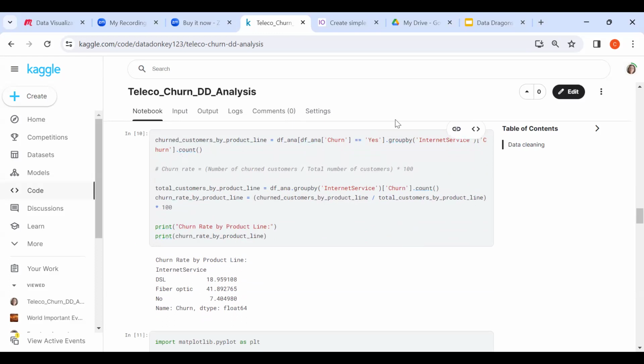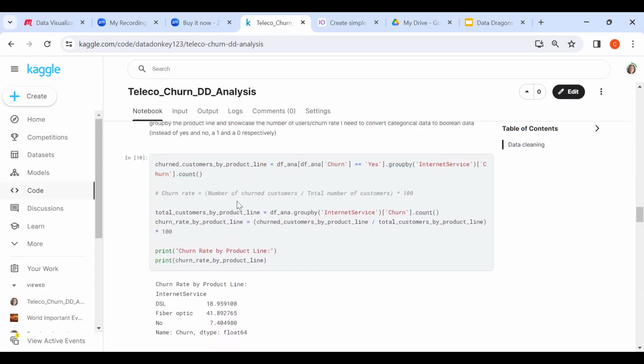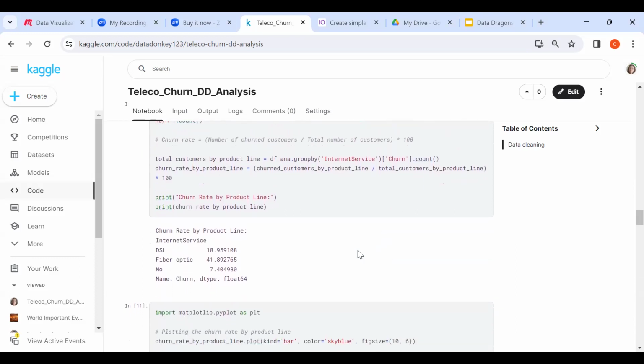So here, we basically looked at it and I just put in a little formula of number of churn customers divided by total number of customers. So we come out with this little item here. 18% of customers churn for DSL, 41% for fiber optic. And if you haven't purchased any internet service from this telecommunications company, you typically only churn 7.4% of the time. So I thought that was super interesting.